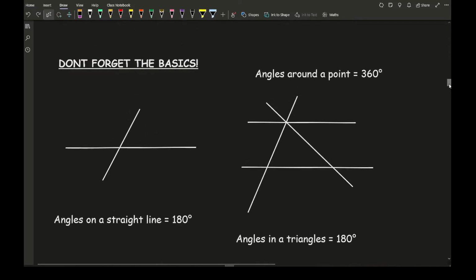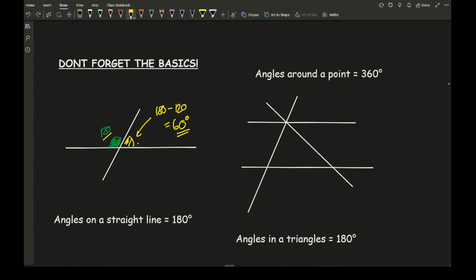Now, as well as these 4 types of relationships, it's really important that you don't forget the basics. The basics in terms of angles and lines is that angles on a straight line add up to 180. So this angle here, now this angle is obtuse, so I could say it's going to be 120. If I then want to work out what this angle here is, all I need to do is 180 minus 120, and that'll give me an answer of 60, which looks about correct because this is an obtuse angle, this is an acute angle.